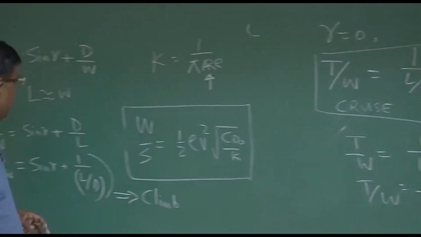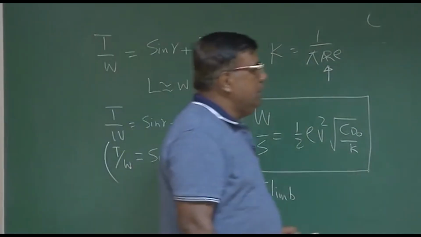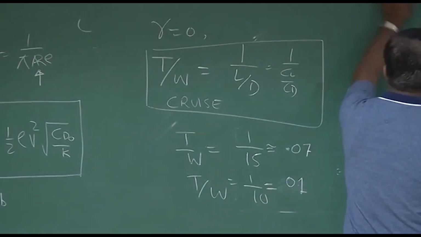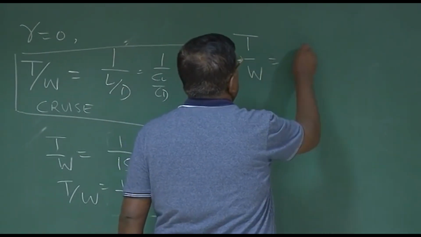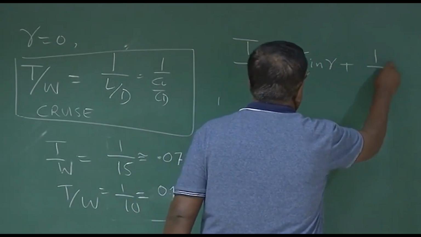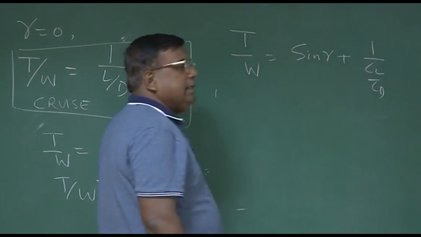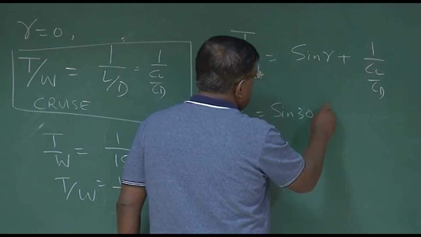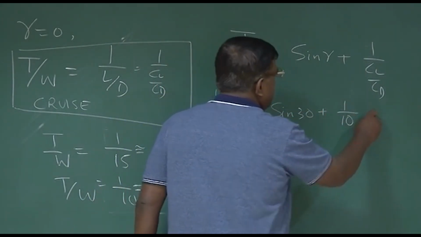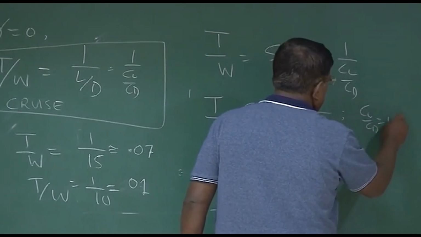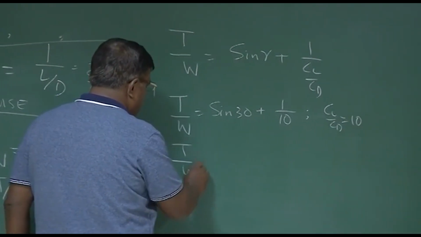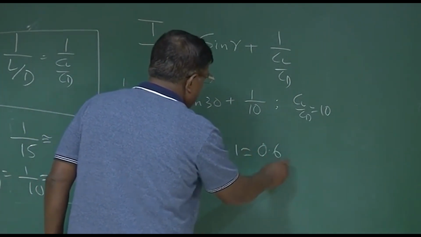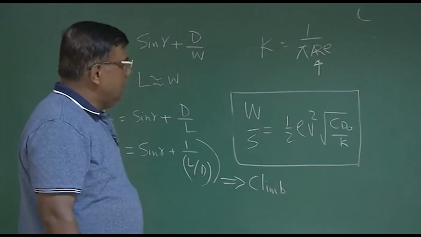And you will appreciate it more if I come back to T by W of climb. Requirement of T by W during climb. Let us see how much it happens to be. We have seen T by W I can write as sine gamma plus 1 by CL by CD. Let's say I am climbing at 30 degrees. So T by W equal to sine 30 plus 1 by, let's say CL by CD is 10. Then how much is it? This T by W is coming to 0.5 plus 0.1, 0.6. Do you see the difference?